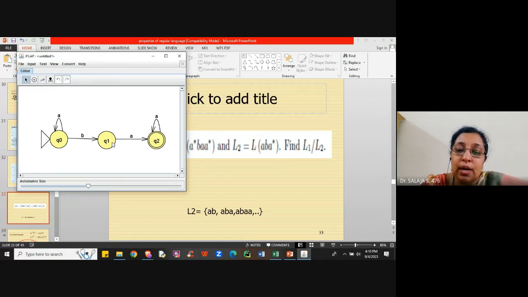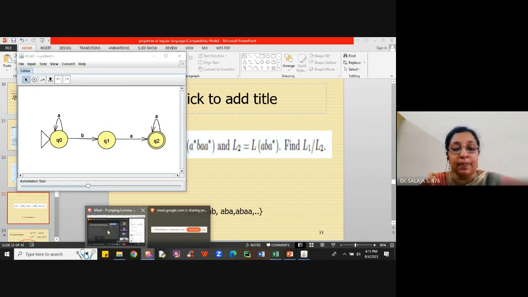What about Q1? On taking the first string, it's A, B, you have only A, so that is ruled out. Q2 is also ruled out. We'll take the second string here, A, B, A. Q naught on A goes to Q naught, B and Q1, and on A it moves to Q2. So Q naught acts as the new final state.